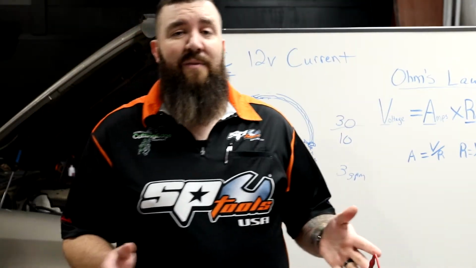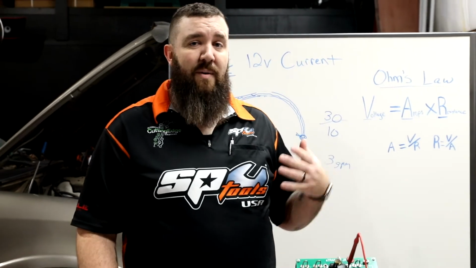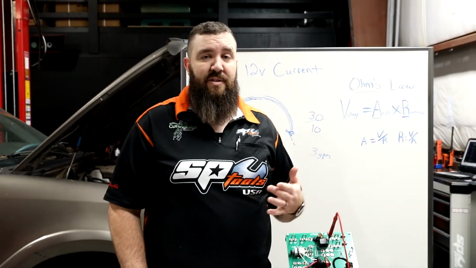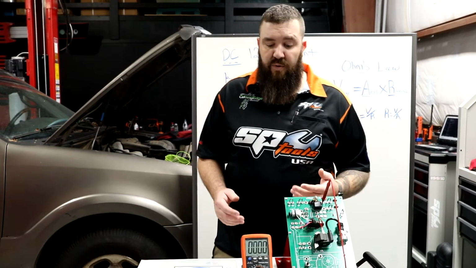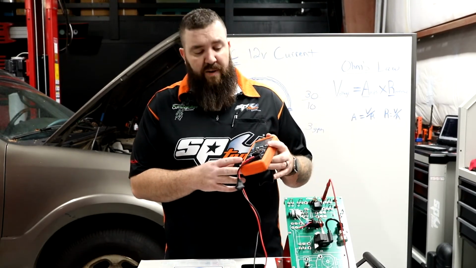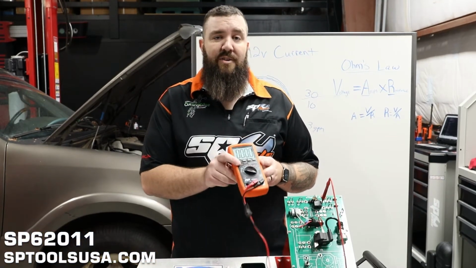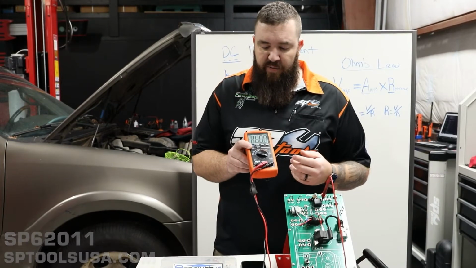All right, guys, now that we've got the entire theory out of the way, if you guys have any questions at any point about what I'm talking about with voltage, amperage, or resistance, you guys can go back to that point in the video. But now we need to understand the tools that we're going to be using to be able to diagnose our electrical issues, and that is our digital multimeter. This one from SP Tools, part number SP62011, is going to be the digital multimeter that we're going to be using today.